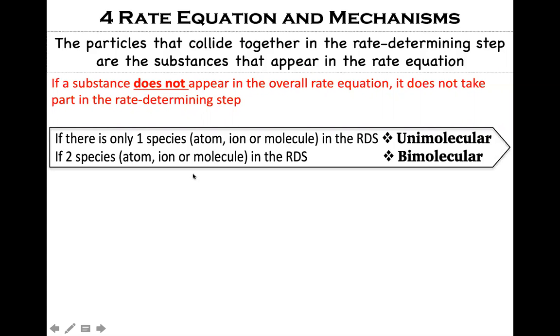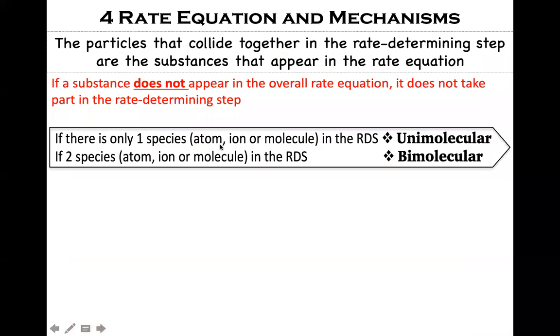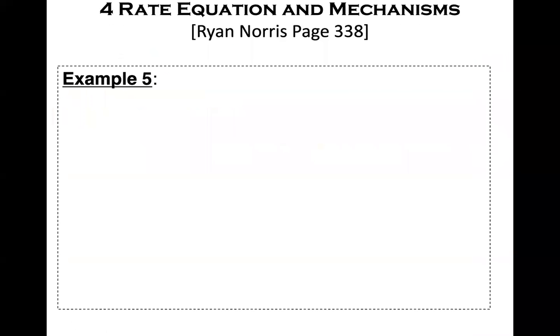If there is only one species in the rate determining step, we call this unimolecular. If there are two species in the rate determining step, the species can be atom, ion, or molecule, we call this bimolecular. Unimolecular means one, bi means two. Now, if you look at SN1, the number one means that it is unimolecular. There is only one species in the rate determining step. Let's have a look at an example.